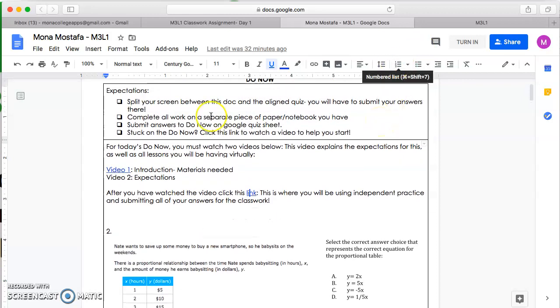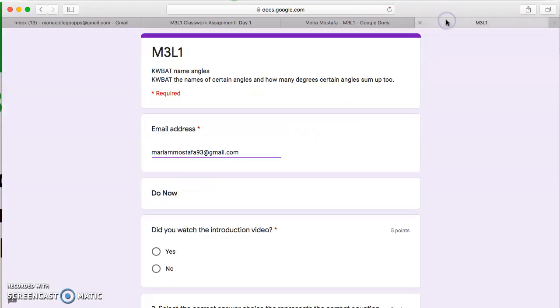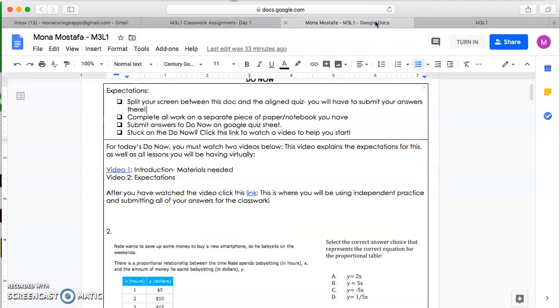Now, the first thing that I have on the do now expectation is, it says to split your screen between this doc and the Align quiz. What I mean by the Align quiz is what we were just looking at. The classwork where you are typing in your answers is not an actual quiz, but it will be a classwork grade. So to split the screen, all it means is splitting your tab away from the other tabs.